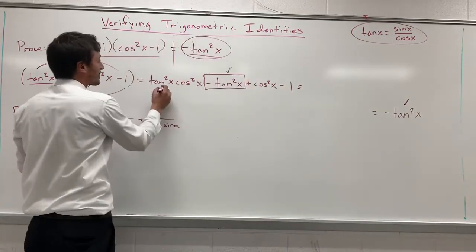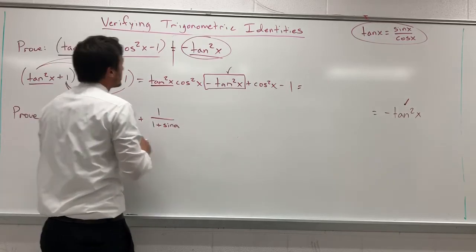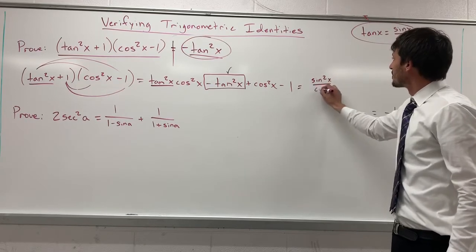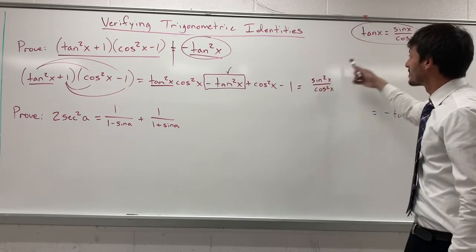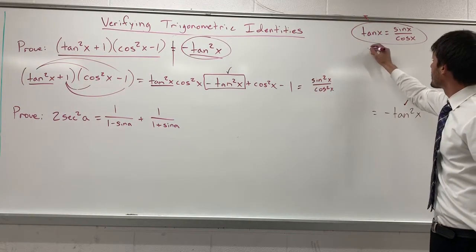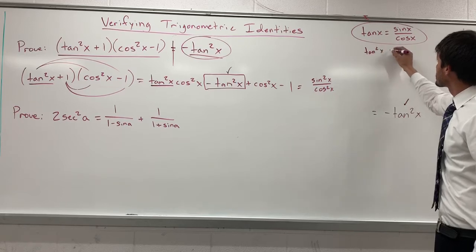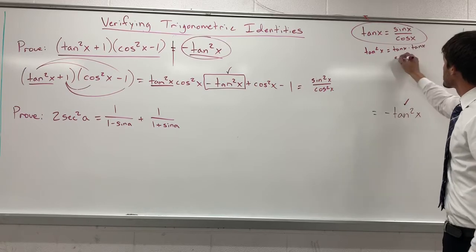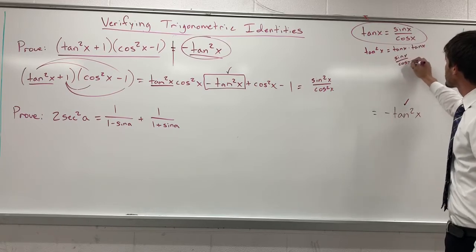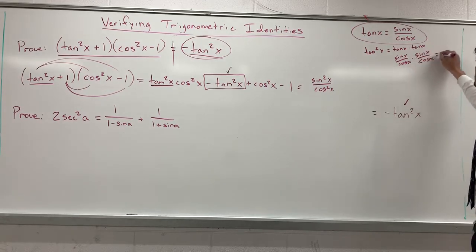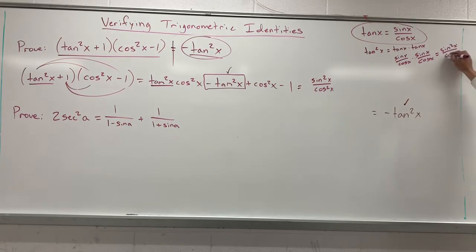So first we're going to change the tangent squared x to sine squared x over cosine squared x. Notice if tangent x is sine over cosine, then tangent squared is sine squared over cosine squared. I showed you yesterday that tangent squared x just means tangent x times tangent x, which is the same as sine x over cosine x multiplied by sine x over cosine x, which is equal to sine squared x over cosine squared x. So if it's squared, it's squared, right?